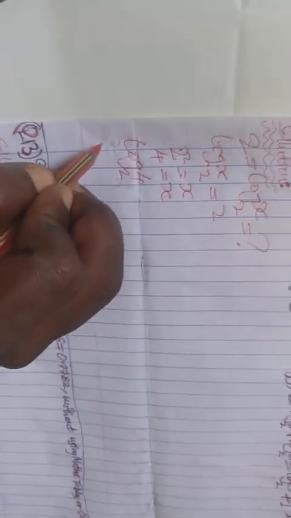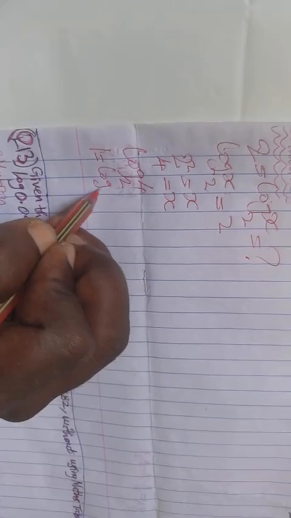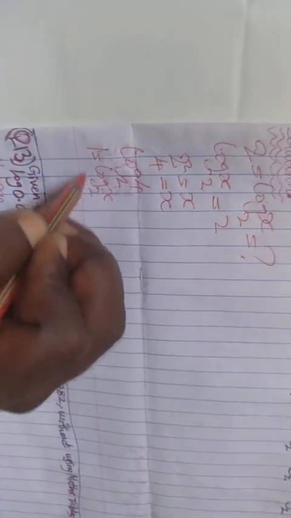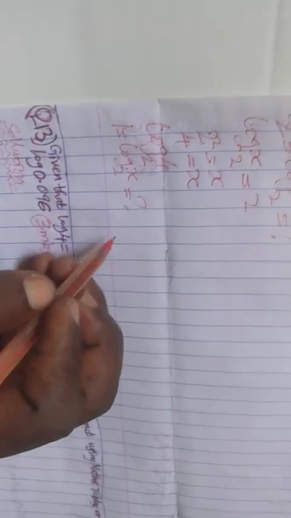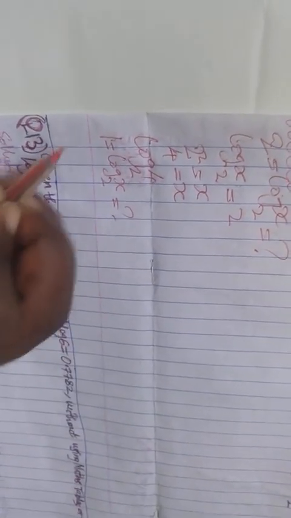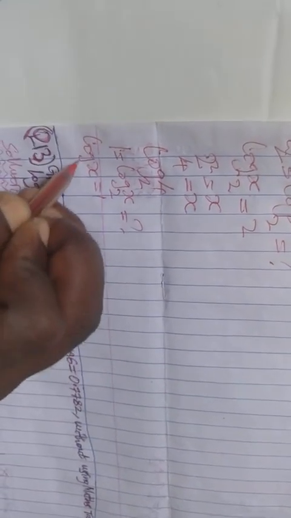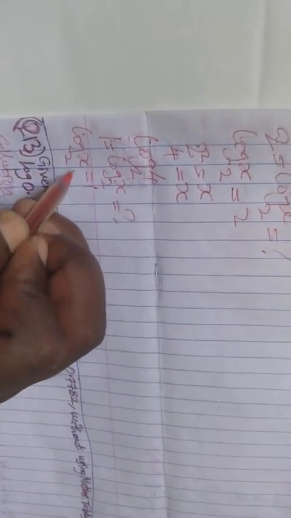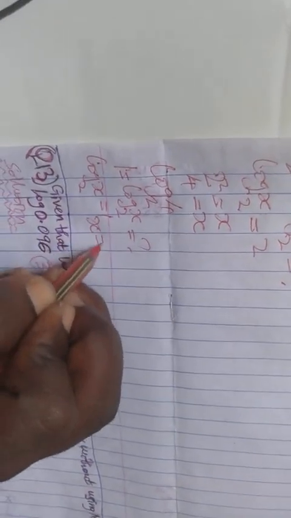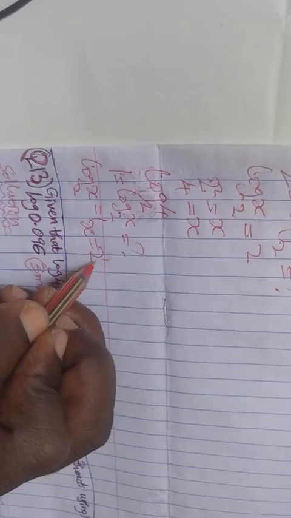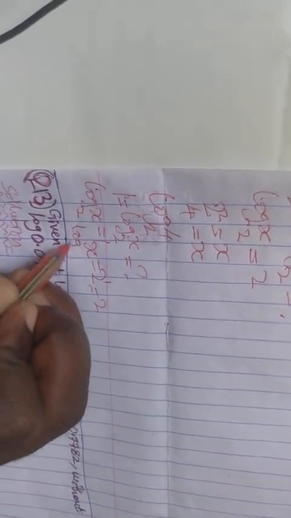Alternatively, 1 is the same as log x base 2, which means log x base 2 is equal to 1. Now x is the same as 2 power 1, which is the same as 2. Hence log 2 base 2.